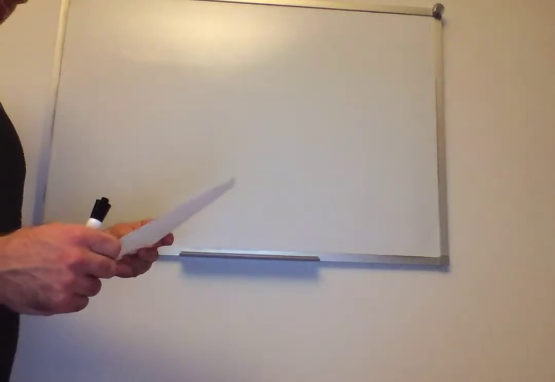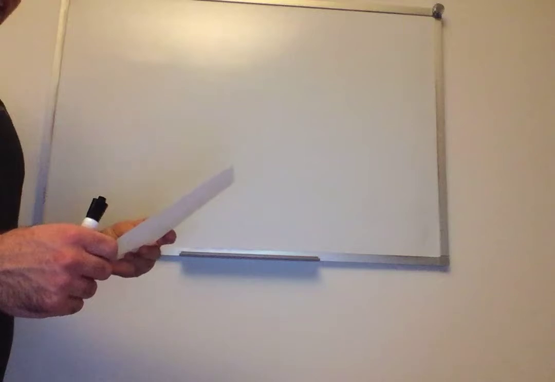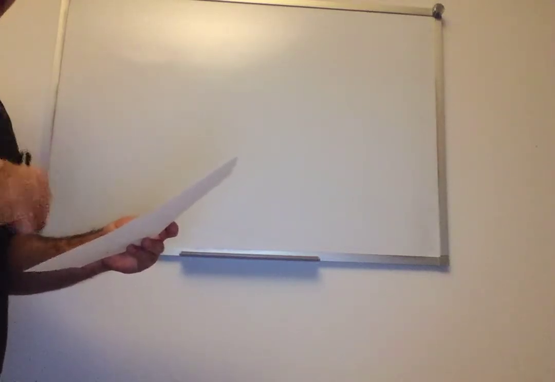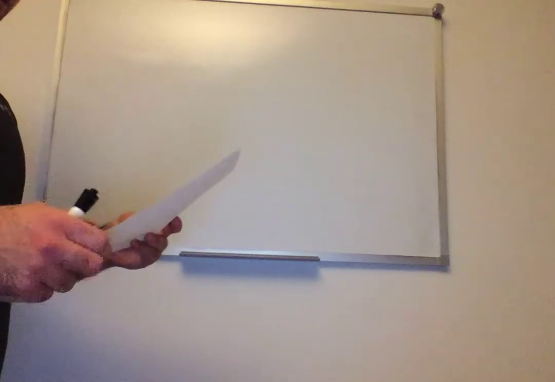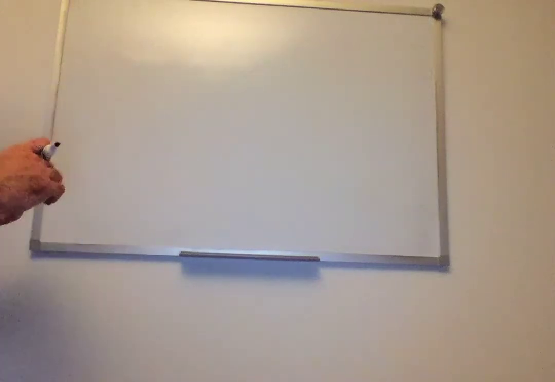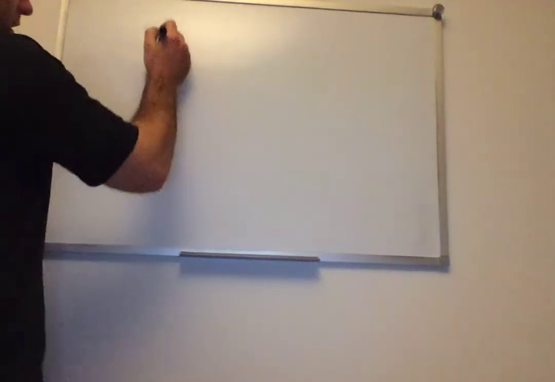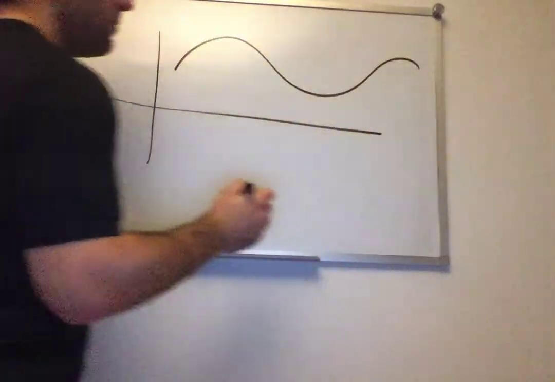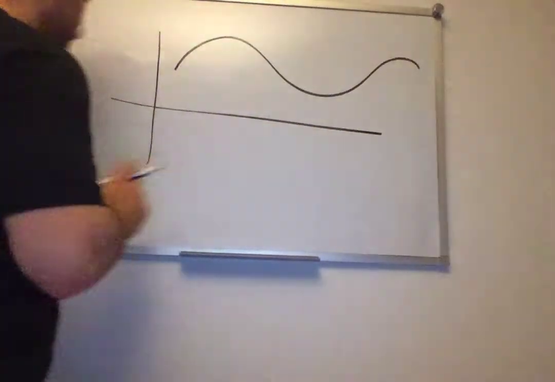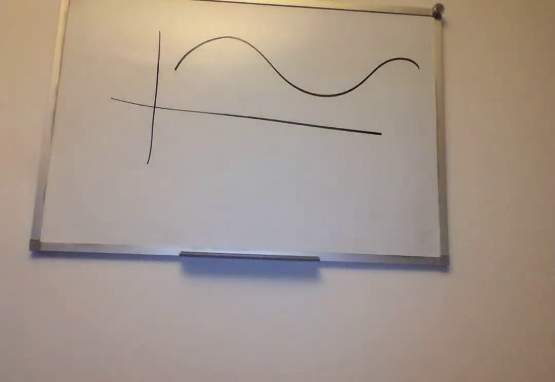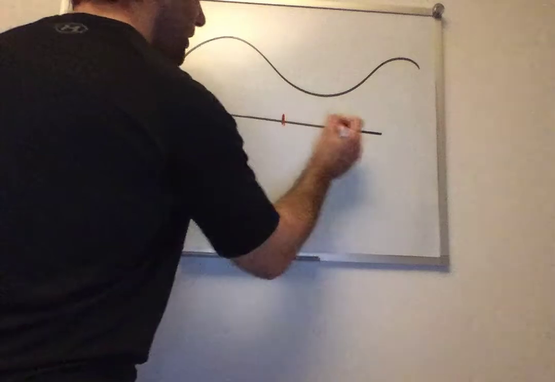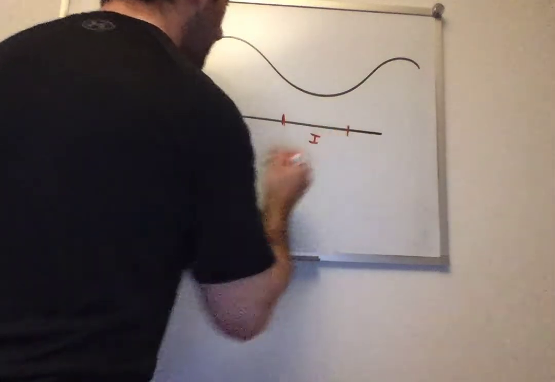Okay, so it says if the graph of f lies above all of its tangents on an open interval I, then it is called concave upward on I. Let's draw a picture of what that may look like. So there's some function, and now I'm going to specify my interval I to go from right there to right there. There's I.